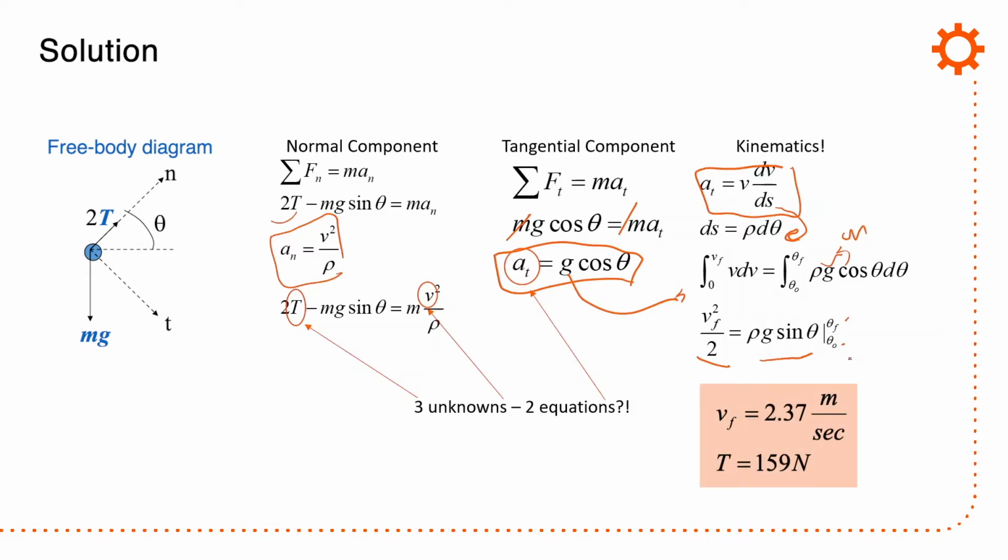The final velocity of this kid is 2.37 meters per second, and if I substitute back in over here, I can calculate the tension, and the tension is 159 newtons in each chord. Not a tough problem. It's a lot more work than it needs to be. This problem could be solved in one step with conservation of energy. And you'll see how to do that in the next chapter.